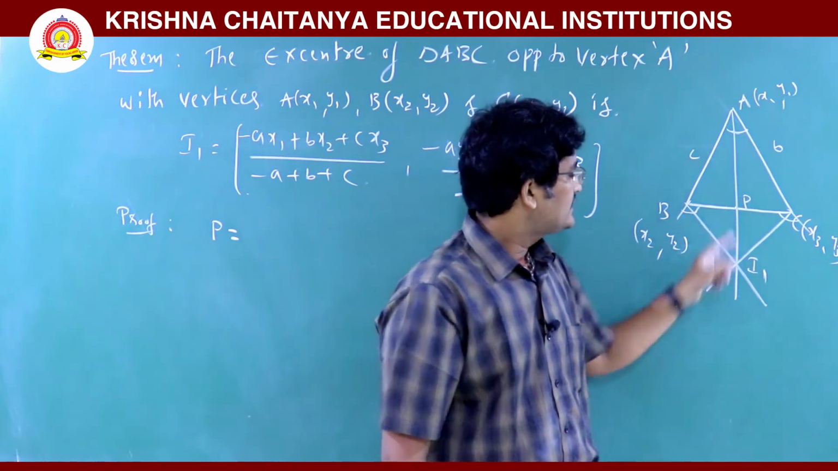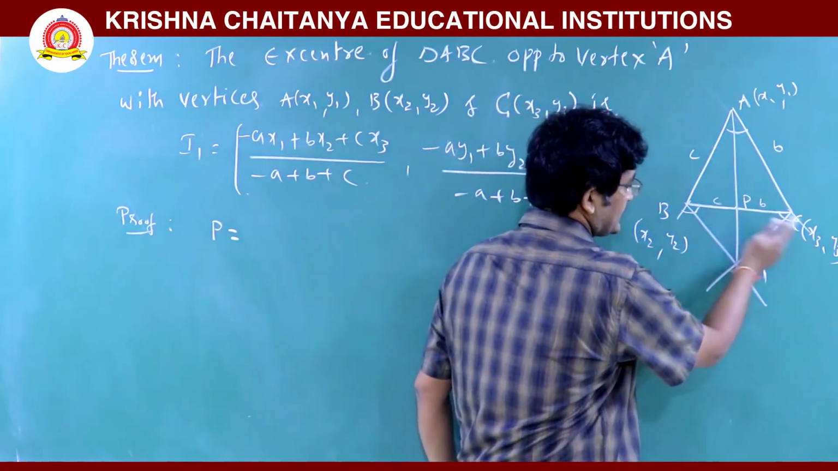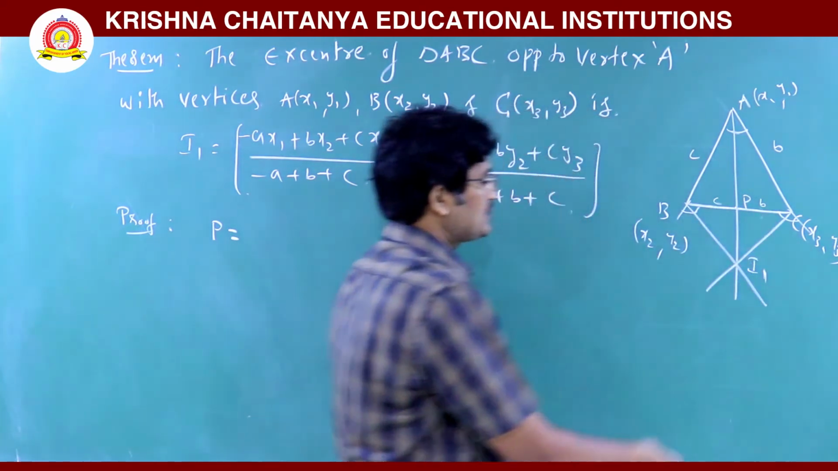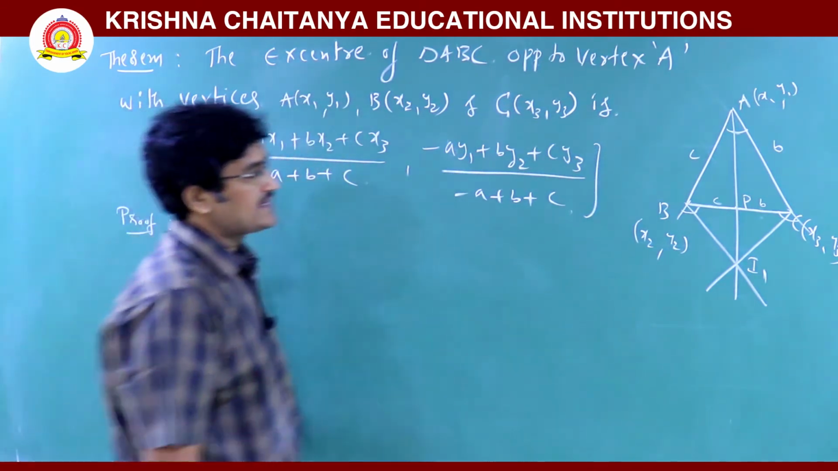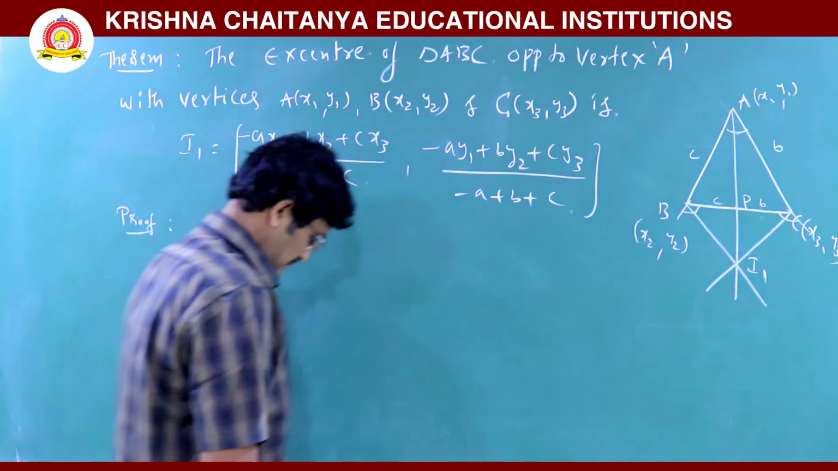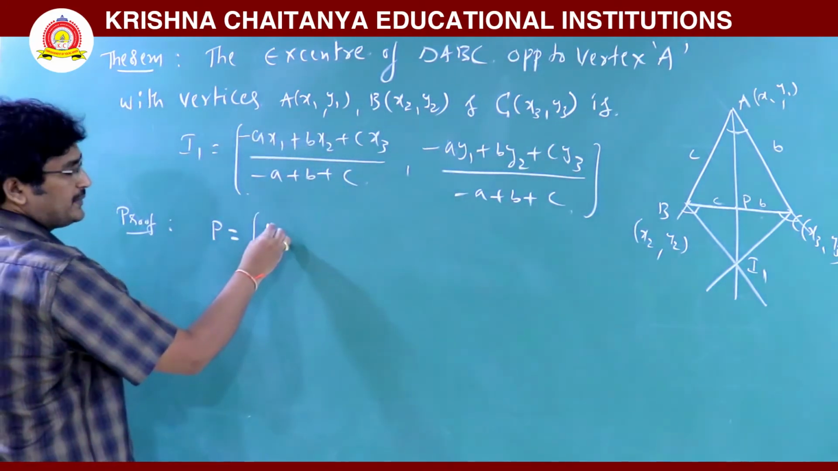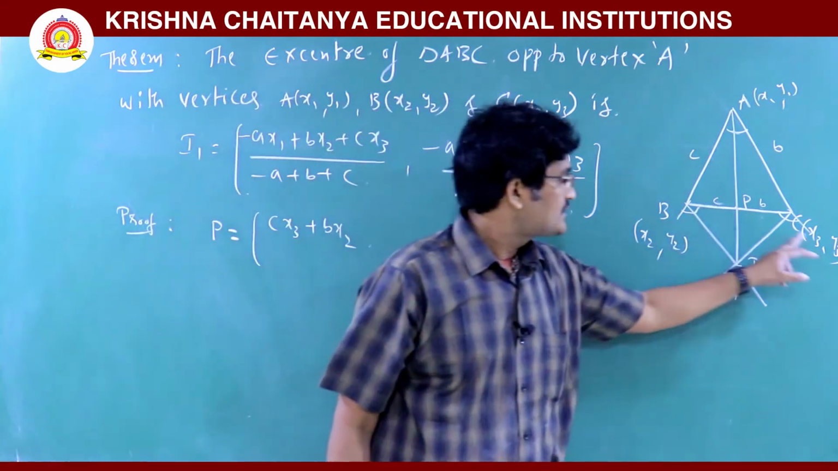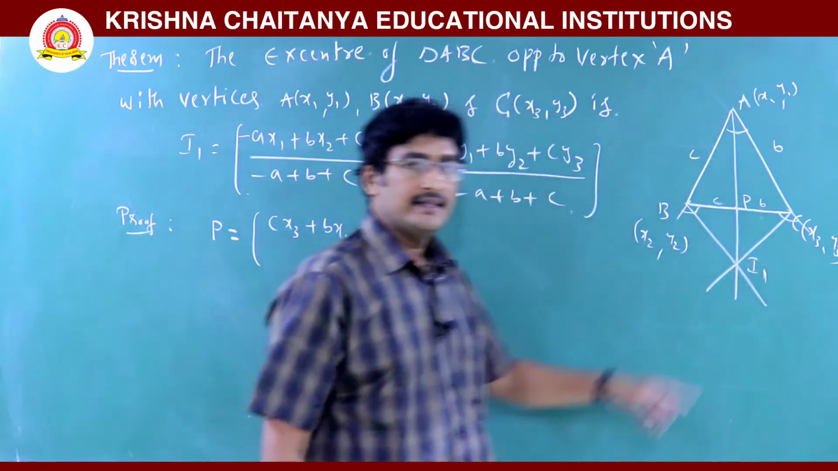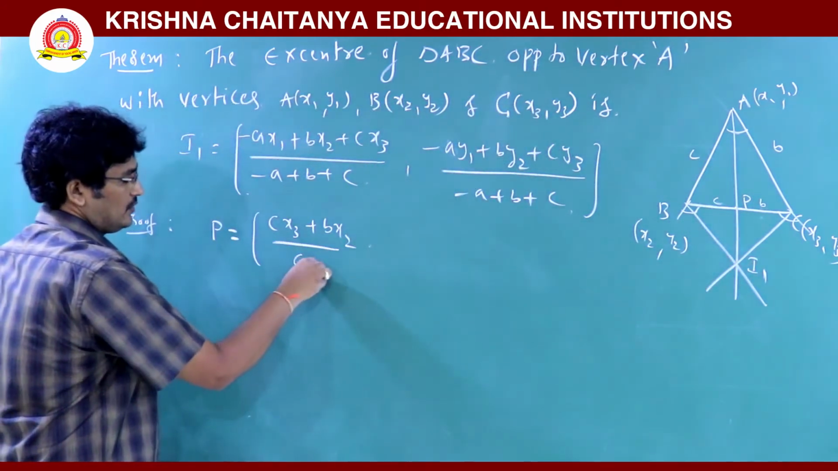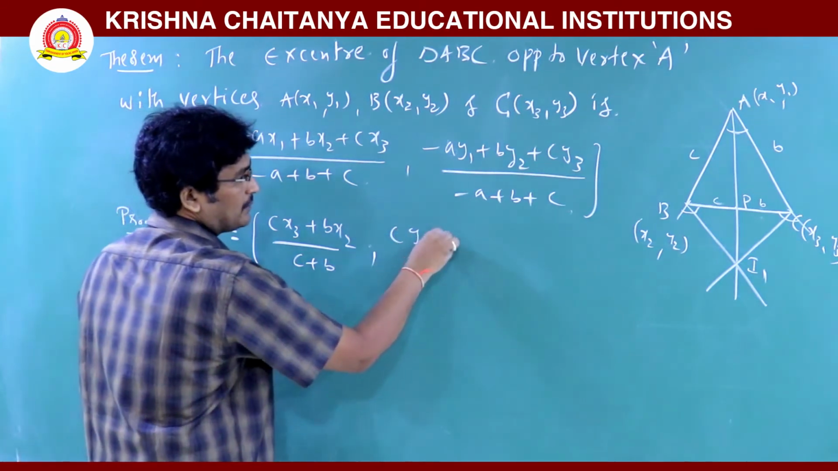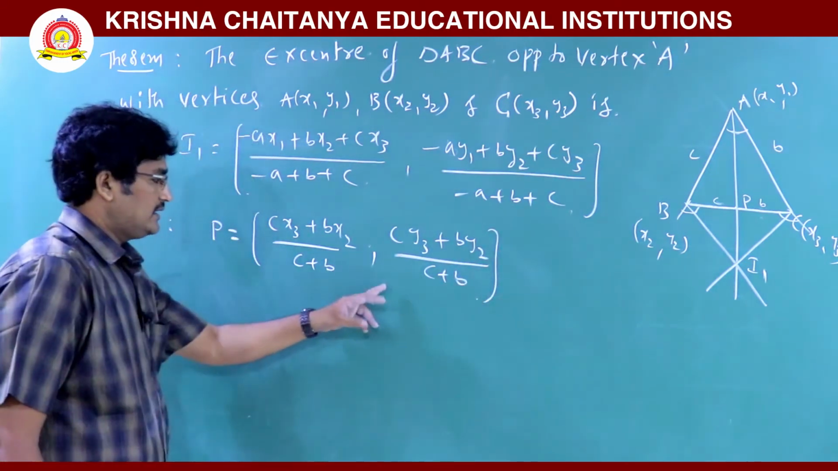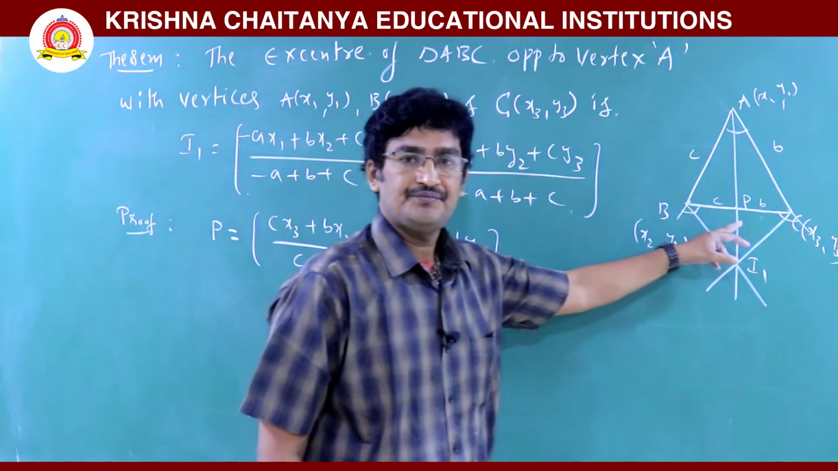So what are the coordinates of P? By the section formula, with ratio m is to n, it is (m x2 plus n x1 by m plus n, m y2 plus n y1 by m plus n). So what are P's coordinates? The abscissa of P is m x2, m x2 means c x3. So the coordinates of P are c x3 plus b x2 by c plus b, next c y3 plus b y2 by c plus b. So these are the abscissa and ordinate, these are the coordinates of P.